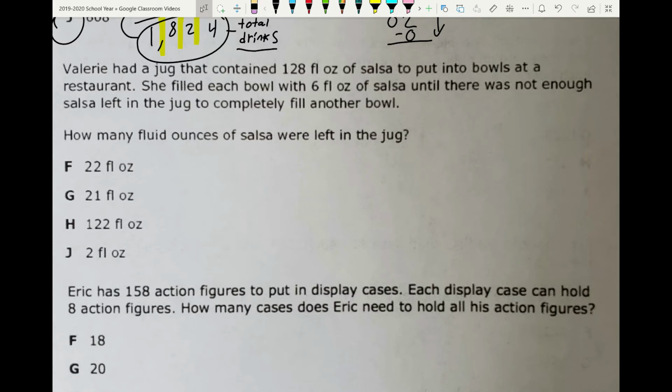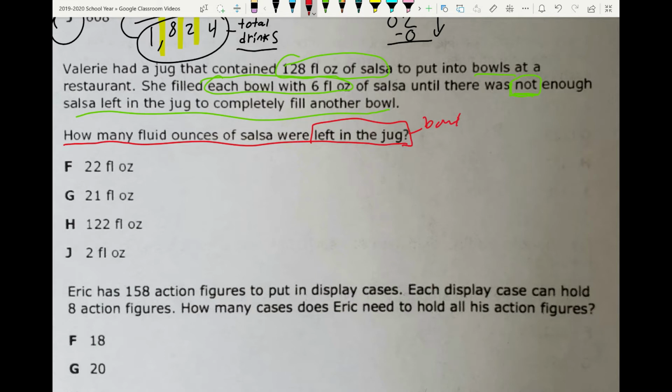Okay, so let's see. So what do I know? I know there's 128 fluid ounces of salsa to put into bowls. She's gonna fill each bowl with 6 fluid ounces of salsa until there's not enough salsa left in the jug to completely fill another bowl. My question is, how many fluid ounces of salsa were left in the jug? Is that asking how many bowls were there? No. How much was left in the jug? That's what it's asking you to do.